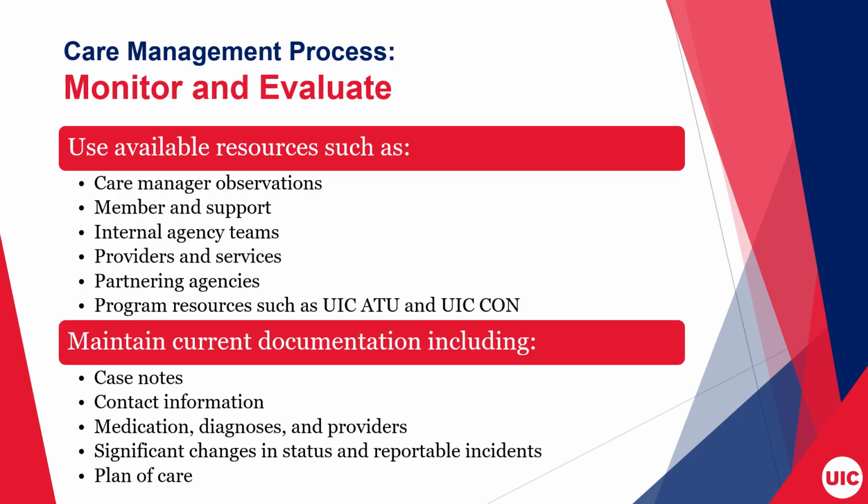Where does the care manager get the information they need to effectively evaluate the implementation of the plan? There are a plethora of resources available to learn about the member's progress towards their goals. These include the care manager's direct observations, information shared by the member or by their supports, communication within and between staff and teams at an agency, the member's healthcare and other service providers, an agency's partnering or subcontracting agency, and comprehensive program resources like UIC, ATU, and the College of Nursing.